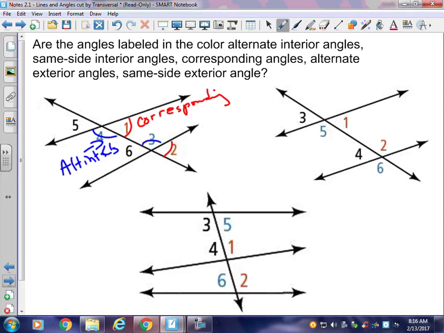All right, let's look at the picture beside it. Let's start with the blue angle since I've already got the blue marker. 5 is in the bottom left corner, 6 is in the bottom left corner. That makes them corresponding because they're in the same position at both intersections.